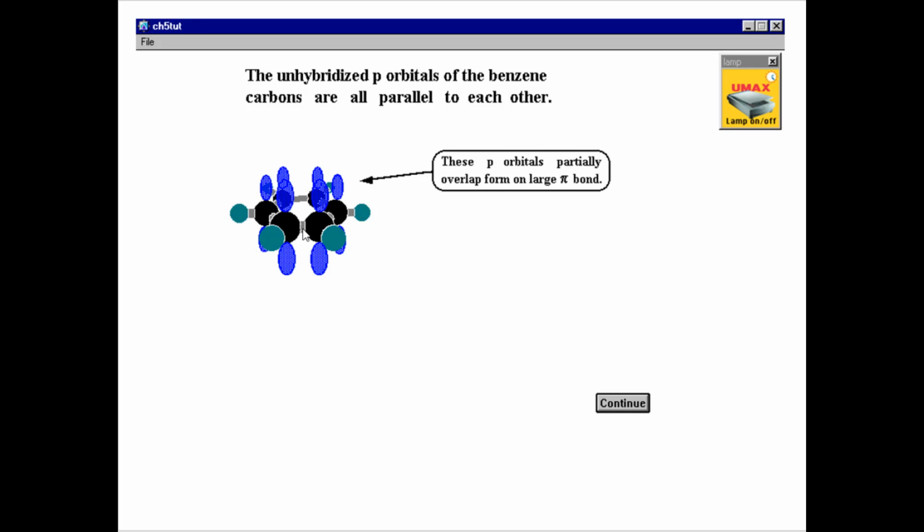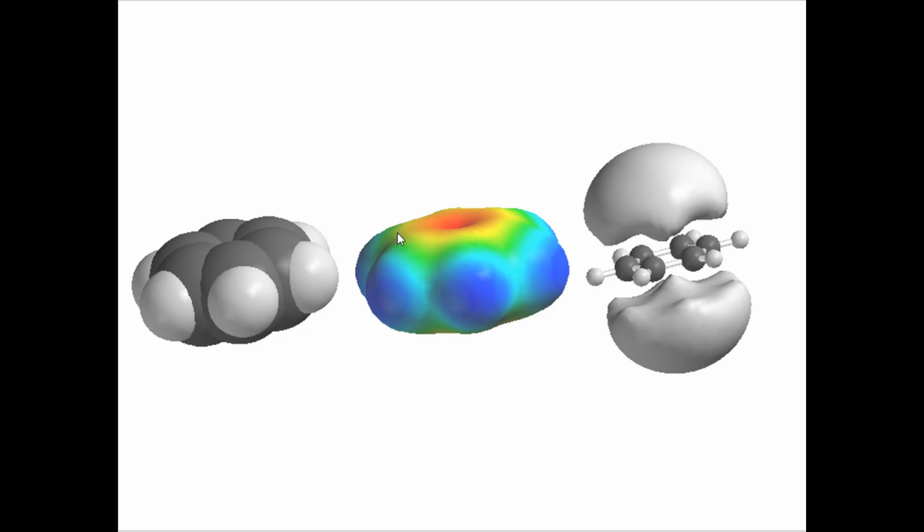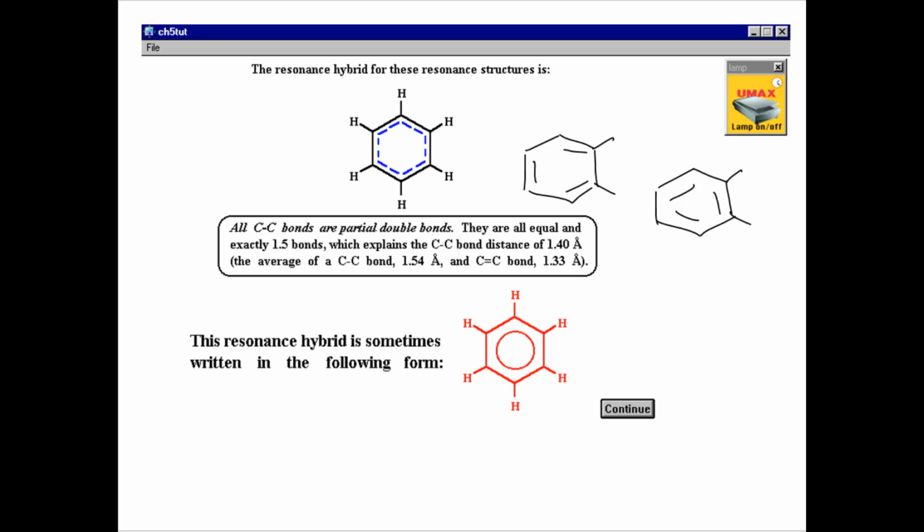All of the p orbitals of the sp2 hybridized carbons are parallel to each other, which means that we have continuous overlap, top and bottom. So that means the benzene ring is flat. The electrons, in this case, are mushroom shaped. You could almost think of it as donuts as well. And that's where the electron density is. The red in these types of plots means there's a negative charge there. So that's what benzene looks like, perfectly shaped as a hexagon.